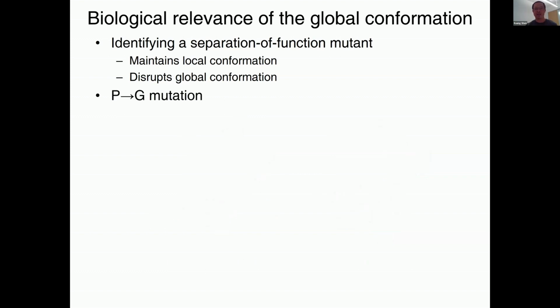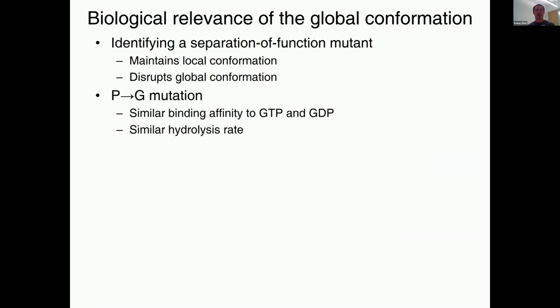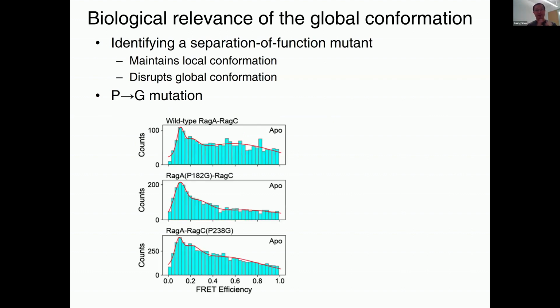So we make these mutations, and the first thing we do is make sure that we didn't disrupt the local conformation. We measure the binding affinity of these mutants to GTP and GDP and found they are very similar to wild-type Rag GTPase and are hydrolyzing GTP at a similar rate to wild-type GTPase, suggesting we didn't touch anything local. And then we put this mutant back in our single molecule system.